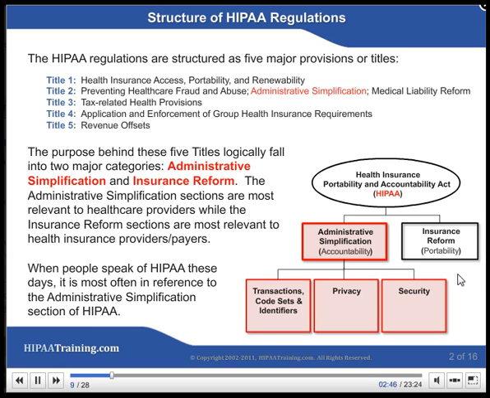reform. The administrative simplification sections are most relevant to healthcare providers, while the insurance reform sections are most relevant to health insurance providers or payers. When people speak of HIPAA, these days, it is most often in reference to the administrative simplification section of HIPAA.